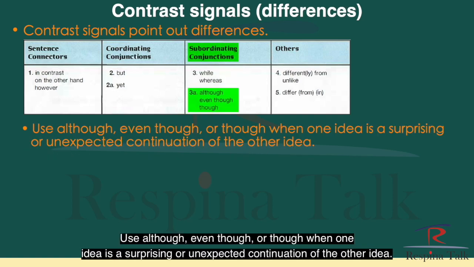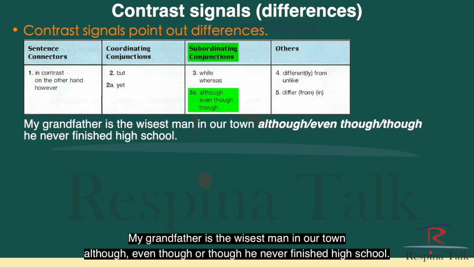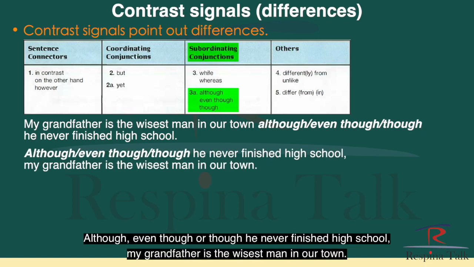Use although, even though, or though when one idea is a surprising or unexpected continuation of the other idea. Although, even though, and though can sometimes, but not always, begin either clause. For example, my grandfather is the wisest man in our town, although, even though, or though he never finished high school. Another example, although, even though, or though he never finished high school, comma, my grandfather is the wisest man in our town.